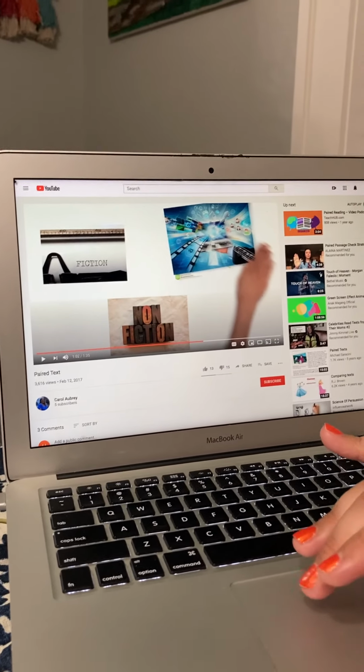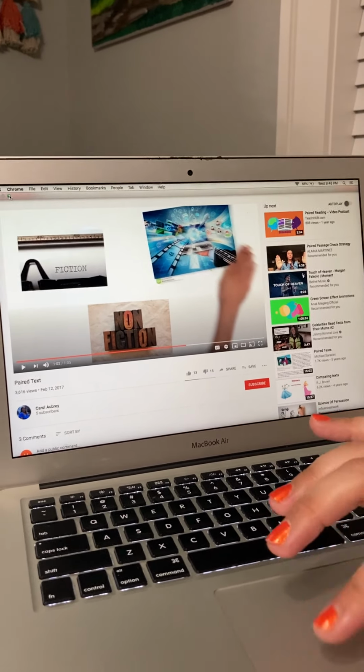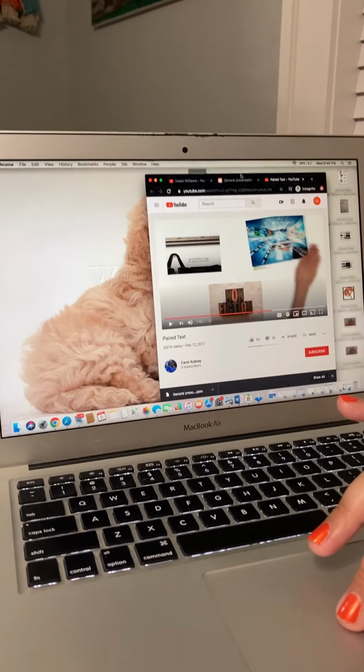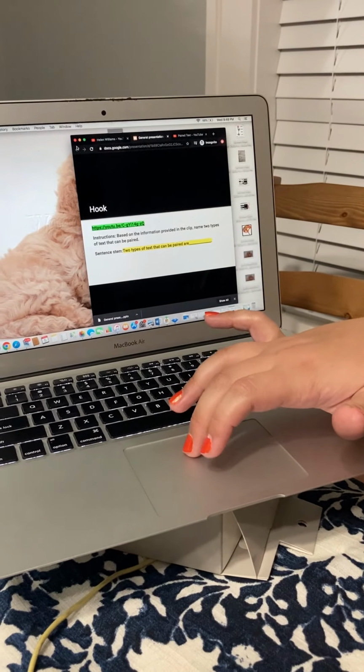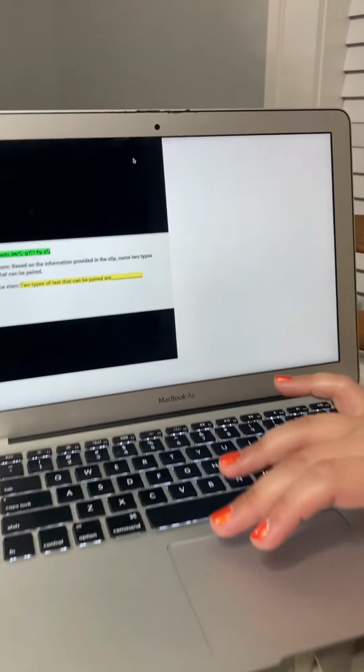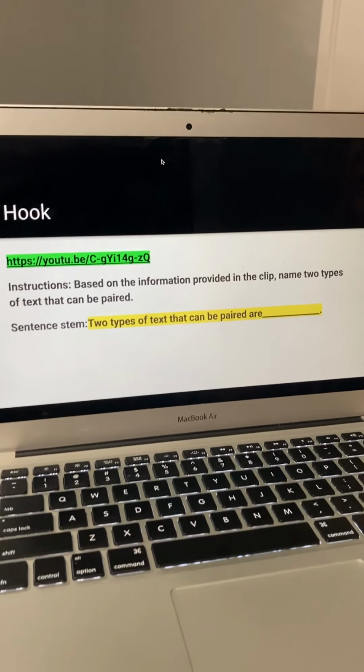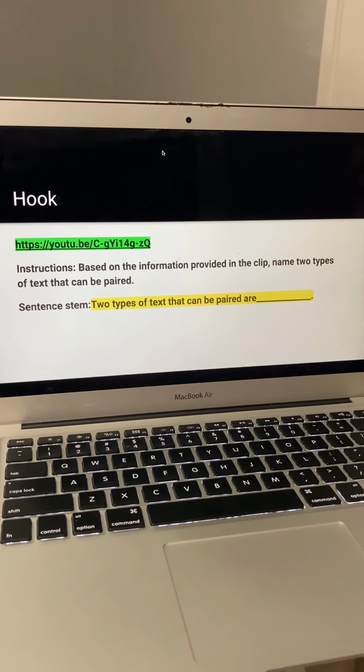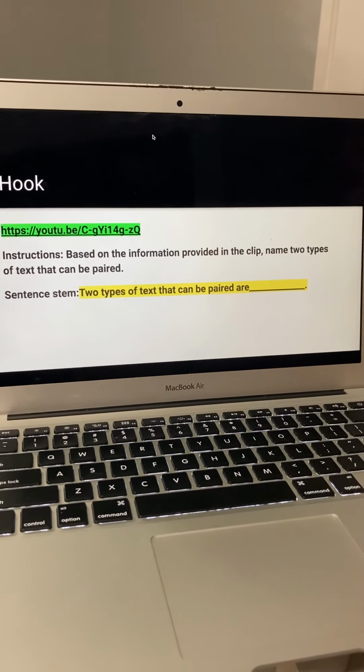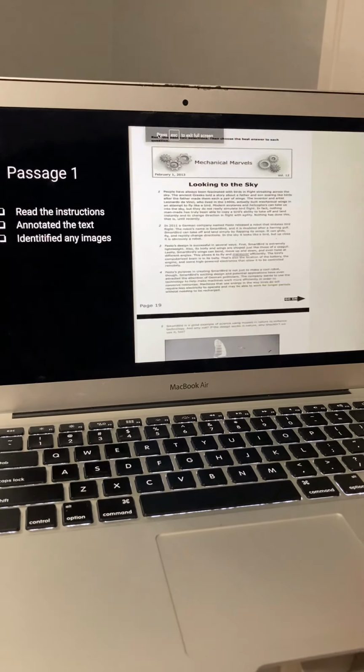So now that we've gone over what our options are, I'd like you to head back to that sentence stem so we can fill it out. Two types of text that can be paired are. And whatever you'd like to put in as your answer choice.